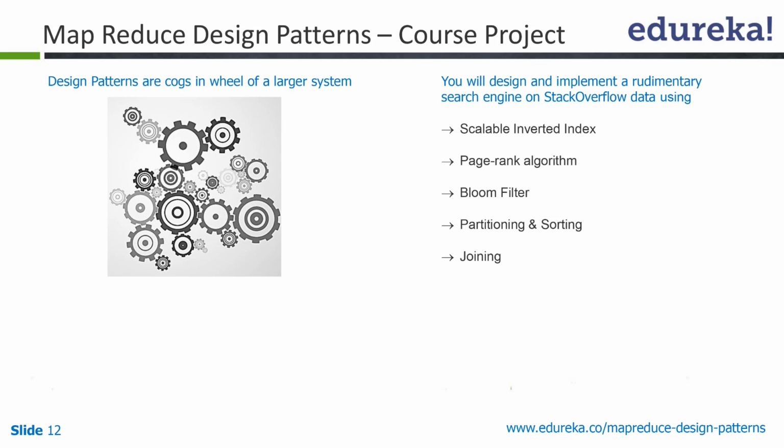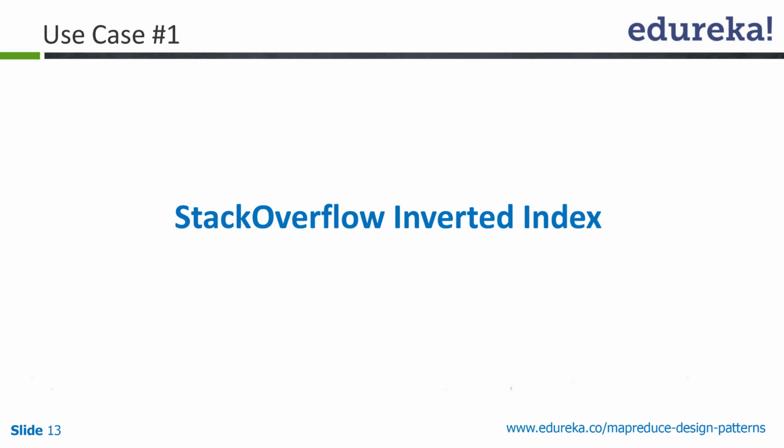As part of the project, we'll implement a scalable inverted index. We'll see an example use case of an inverted index in the slides later on. But as part of the project, you will do something more scalable than the algorithm that we'll see here. Then you will implement two parts of the PageRank algorithm using MapReduce. You will use Bloom filters. You will do partitioning and sorting as part of building a search engine on the Stack Overflow data, and of course joining. And a few more smaller patterns that you'll learn along the way. You will be using them.